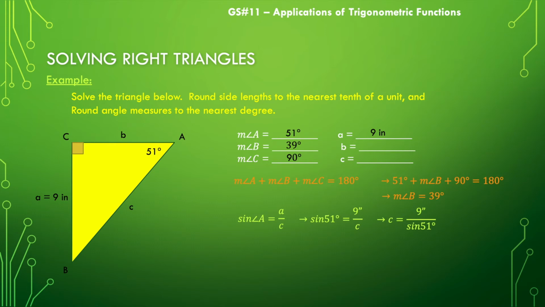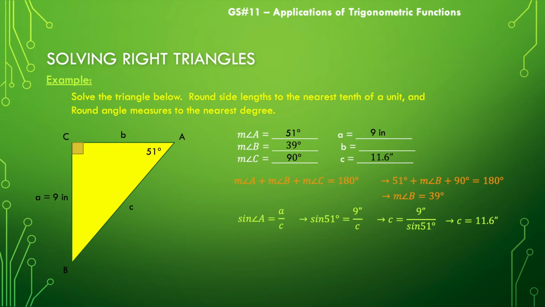By multiplying both sides by c and dividing by the sine of 51 degrees, c is equal to 9 inches divided by the sine of 51 degrees. And then I would crunch this in my calculator and get c is 11.6 inches. So let's go ahead and fill that in.